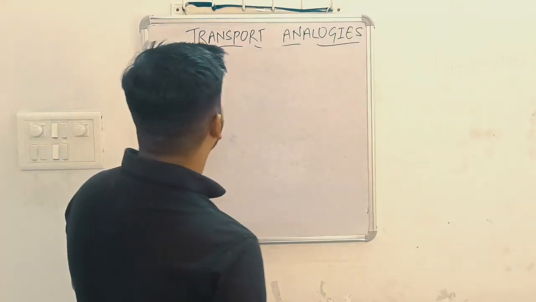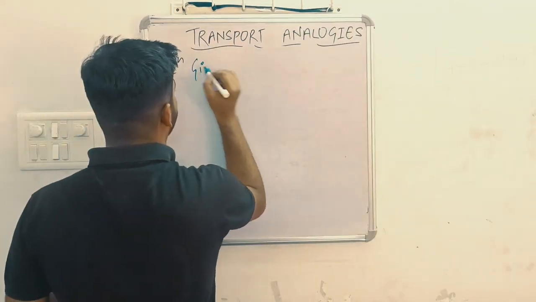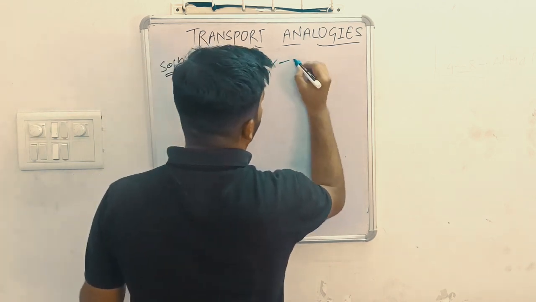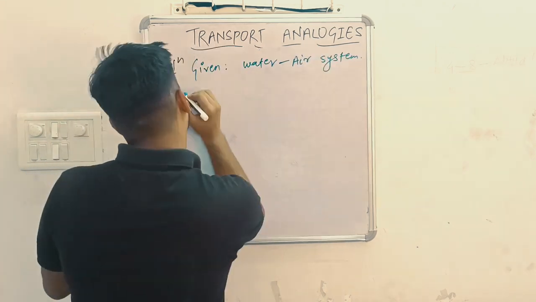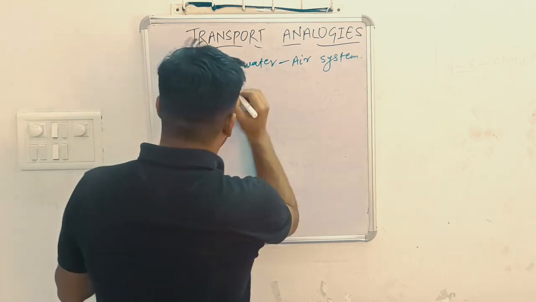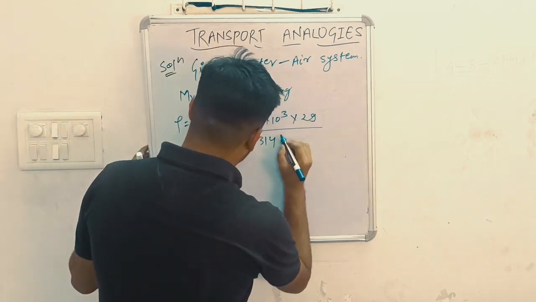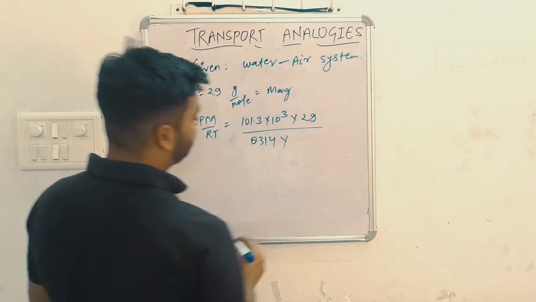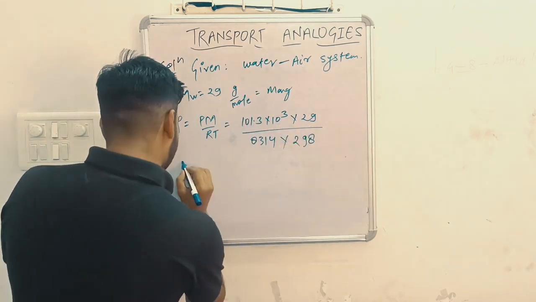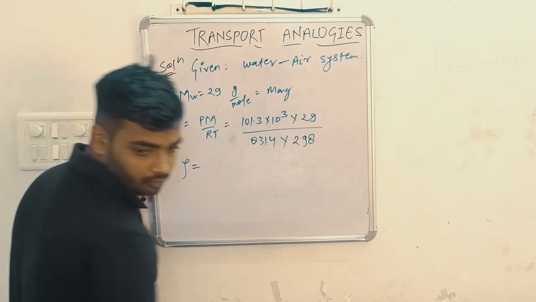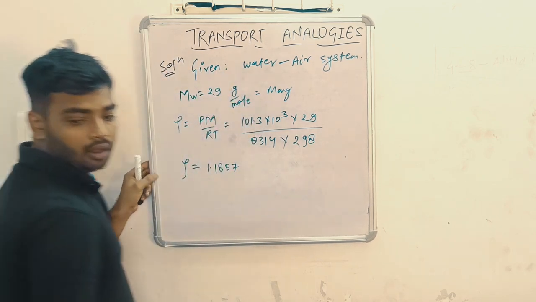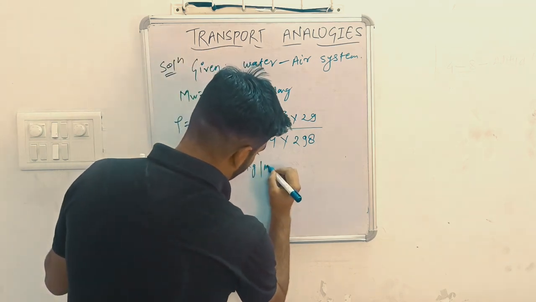Now moving to the B part of the solution, we have given system. We have given water air system. Molar weight of air as 29 gram per mole. 8314 into, we are given temperature at 25 degrees Celsius, and after converting it into Kelvin we will get 298 Kelvin. On solving this expression we will get rho as 1.1857 kg per meter cube.